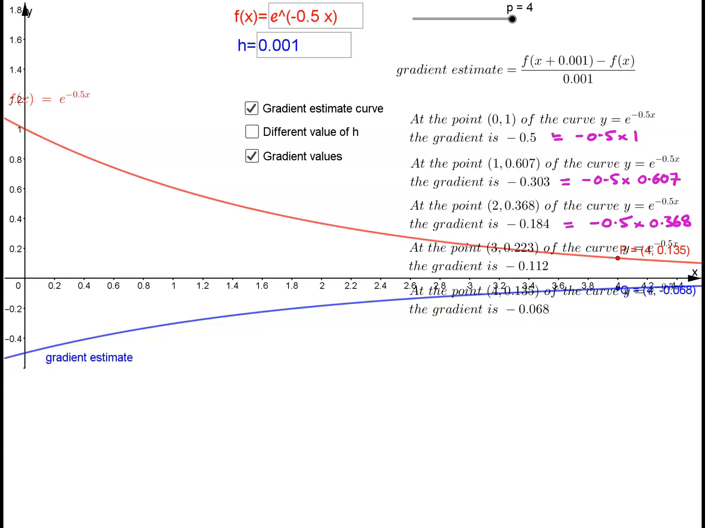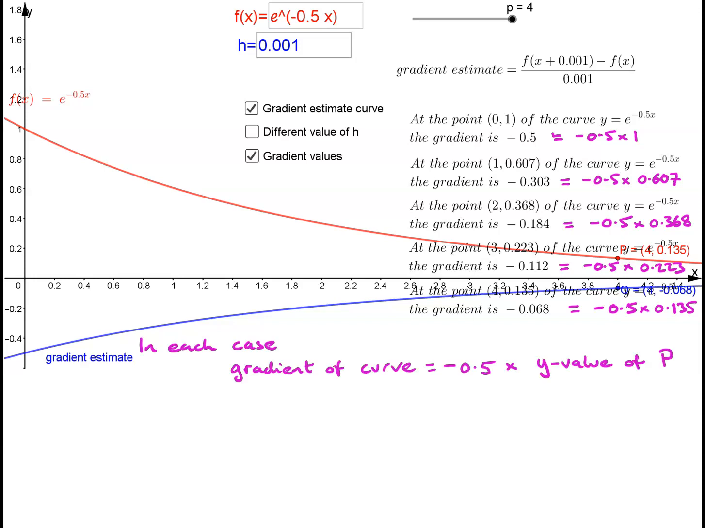When x is 3, the gradient is minus 0.5 times by 0.223, with a little bit of rounding being done. And when x is 4, the gradient is minus 0.5 times by 0.135, again with a little bit of rounding going on. So we can see that in each case, the gradient of the curve is minus 0.5 times by the y value of the point under consideration.